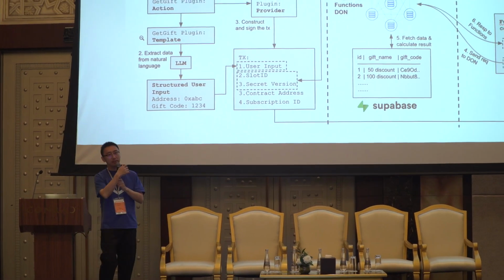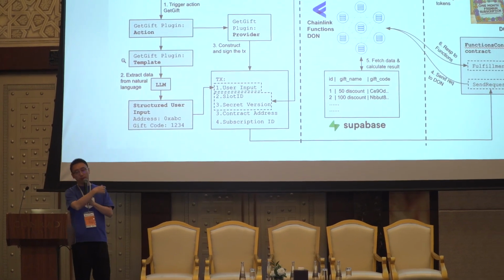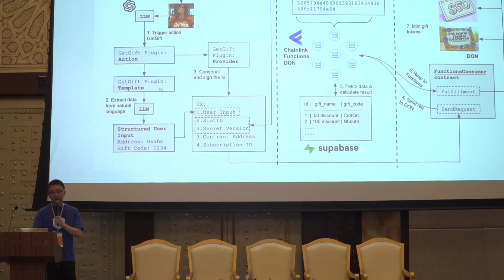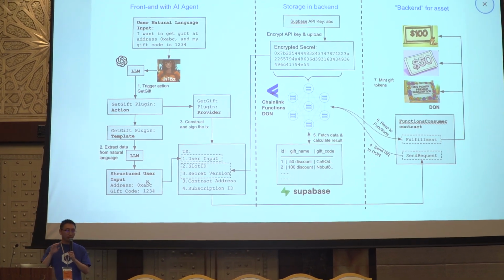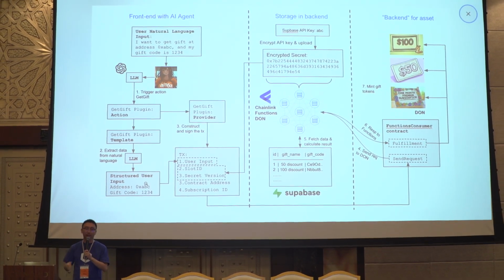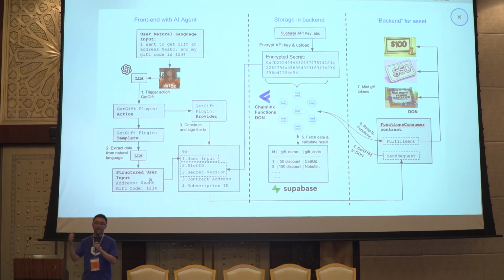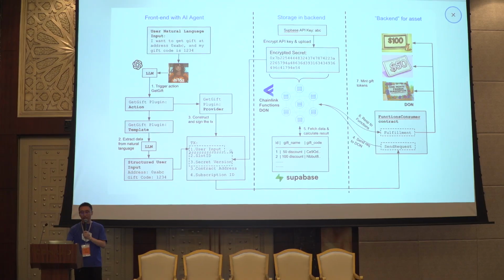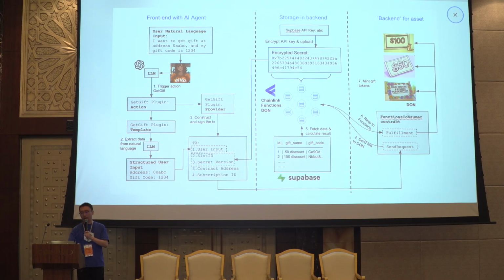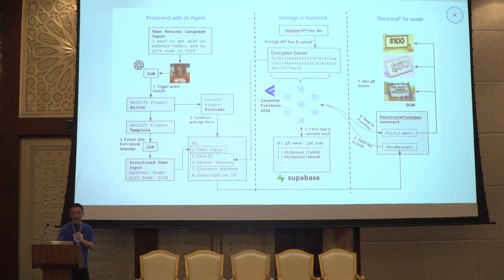And we have the self-defined plugin in the framework. And then this AI agent will construct a new transaction. This transaction will have all the necessary data, like the smart contract address, the function name, and everything we need to send a transaction. And then the transaction will be sent to the second domain, the blockchain.